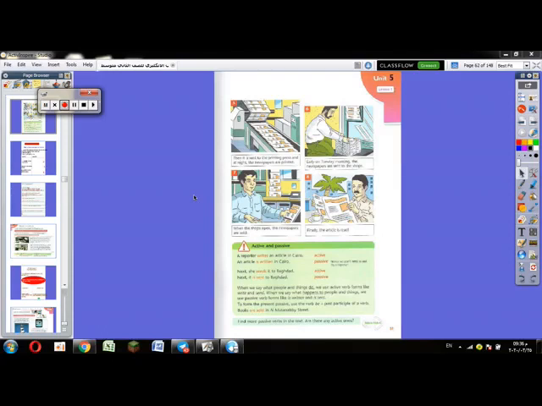We have page 51, the active and passive voice.